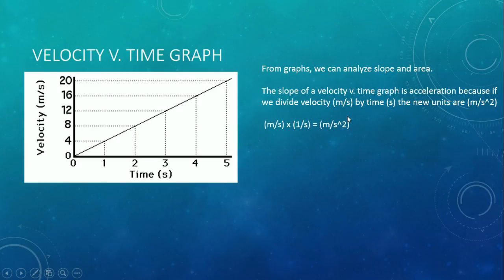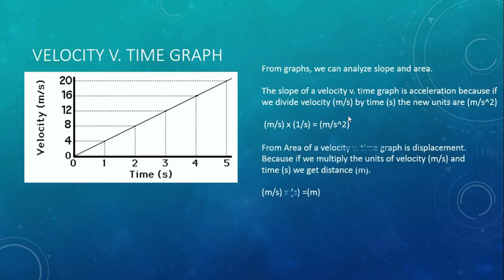The area, on the other hand, is displacement, because if we multiply the units of velocity, meters per second, and time, we get distance in meters, because the seconds cancel out. So if we just get the area, it's actually just distance, or meters.